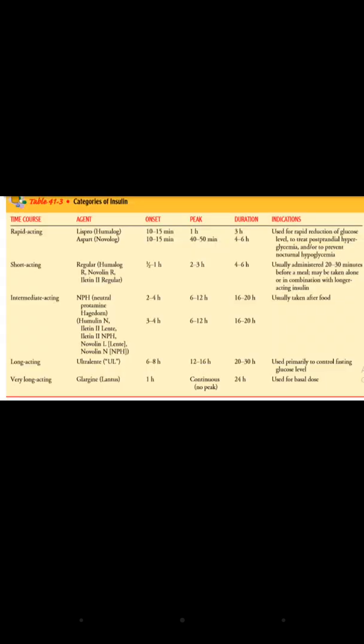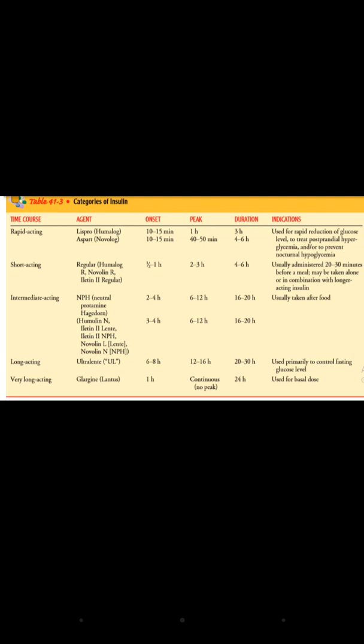Now insulin is also given for type 1 diabetes mellitus. The only pharmacological treatment is insulin, okay? And also in pregnancy, oral hypoglycemic agents are not prescribed for the pregnant female. She is put on insulin.